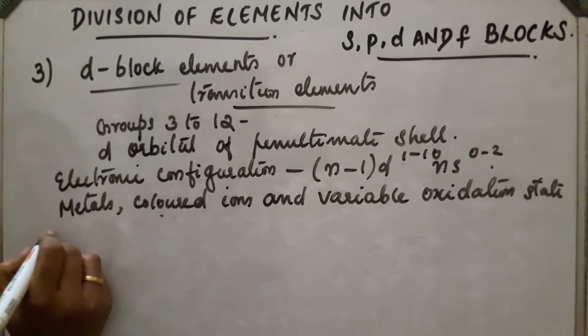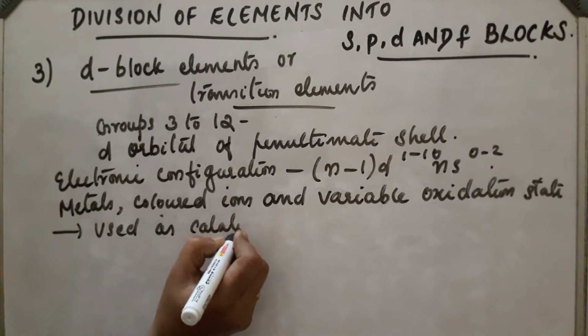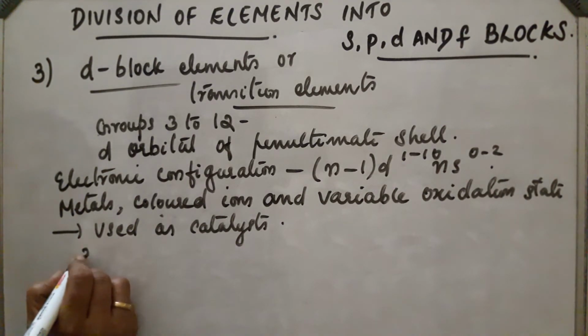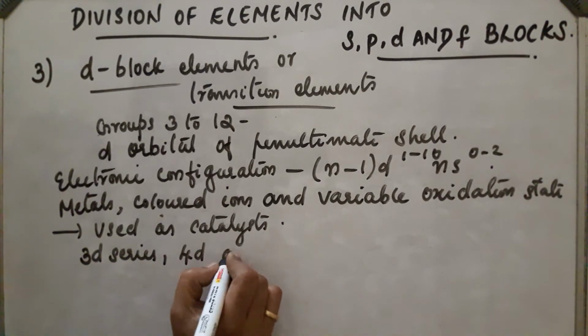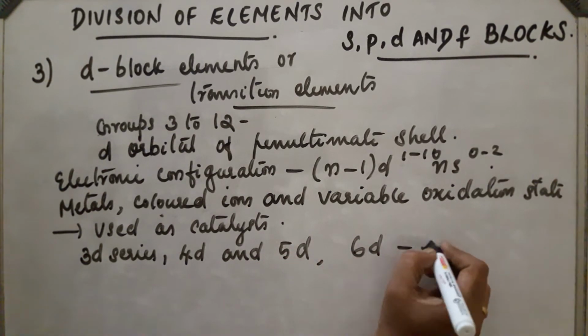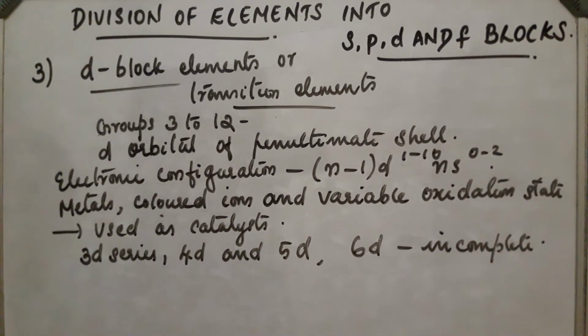They are also used as catalysts. Next, there are three series of transition elements: 3d series, 4d and 5d. The 6d series is also there, but it is incomplete. Transition metals have reactivity in between the S block and P block elements.